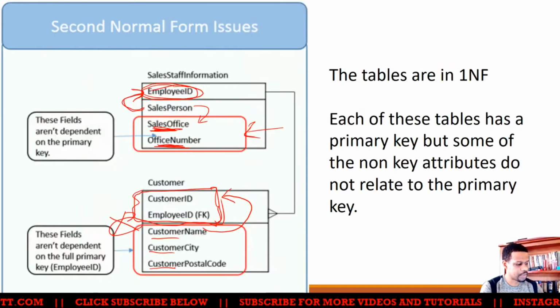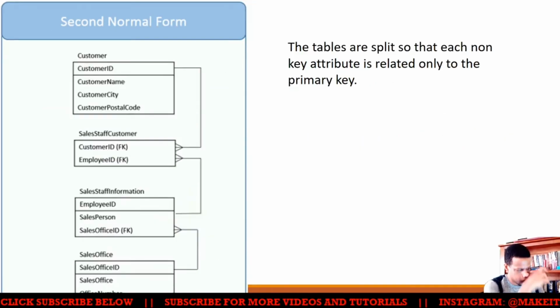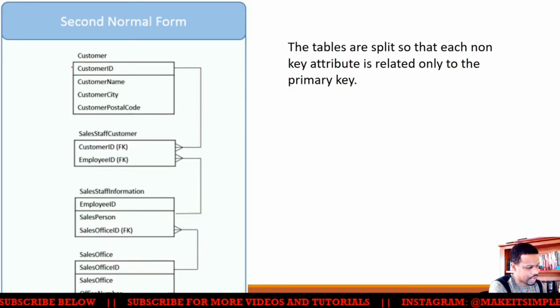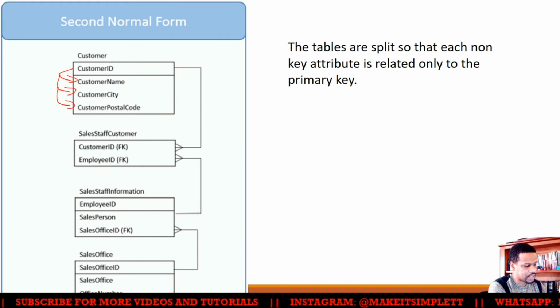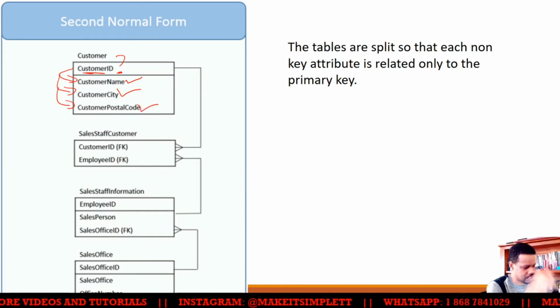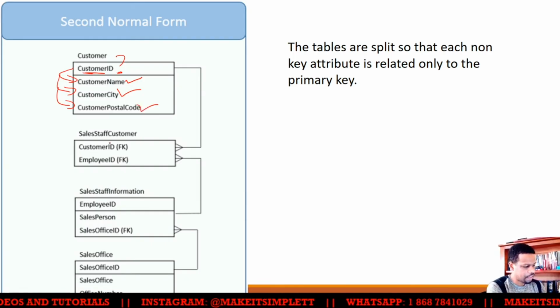So I'm going to take the sales table and the customer table and break them up. The customer table is going to have customer ID, meaning the customer ID must relate to the customer name, city, and postal code. If customer ID changes, does this change? Yes. Does this change? Yes. And does this change? Yes. If the customer ID changes here, does this change?